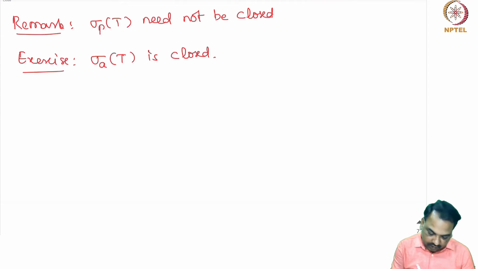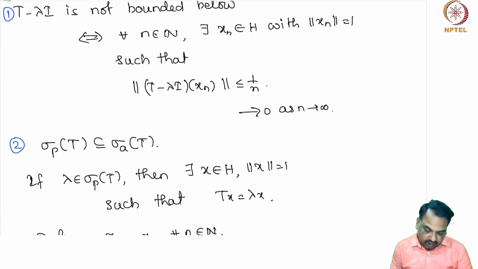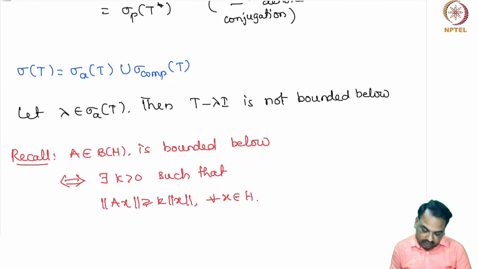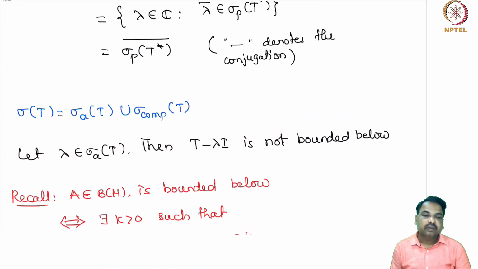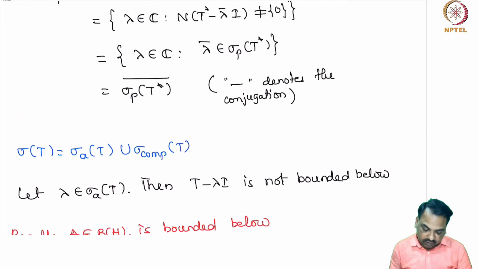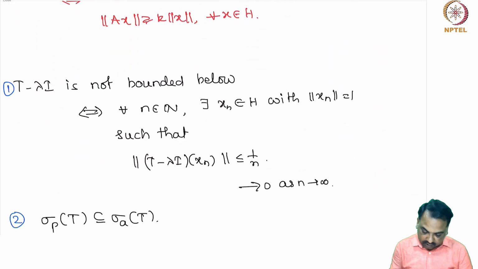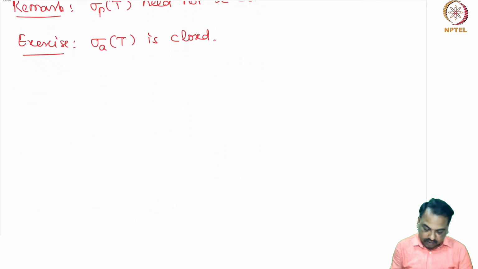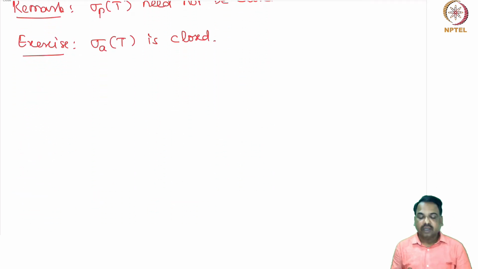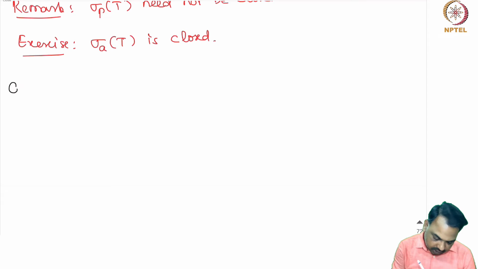Let us look at the compression spectrum. We have seen that lambda is in the compression spectrum if and only if lambda is in the conjugation of the point spectrum of T star. That means if you are able to find the point spectrum of T star also, from that we can get the compression spectrum. Okay. Now we know that if T is normal, so let me write it as a corollary.